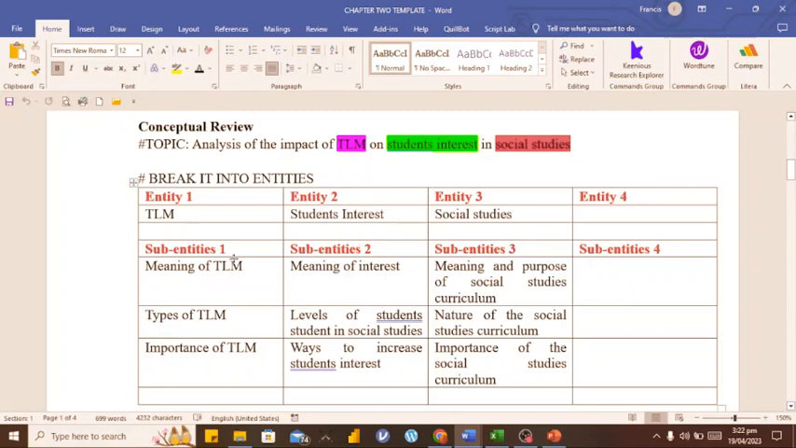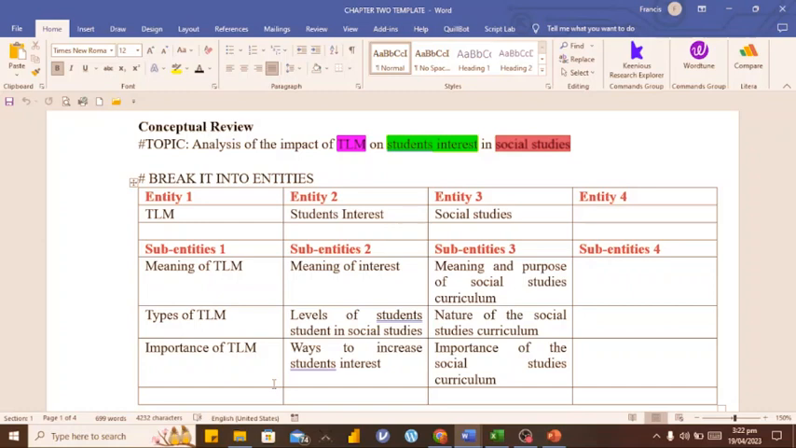So the first sub-entity I will discuss is the meaning of TLM. I will also talk about the various types of TLM. Then I also talk about the importance of TLM. So you have to identify the various entities. Then within those entities, you break the entity down into sub-entities. The sub-entities are the areas that you want to talk about. It can be 4 areas, it can be 5 areas, depending on you.